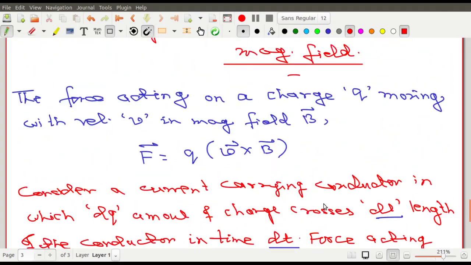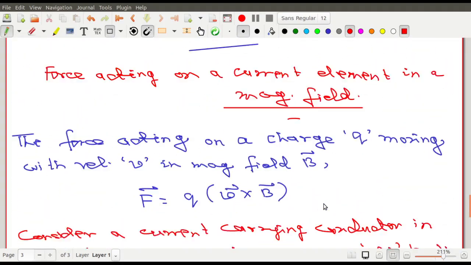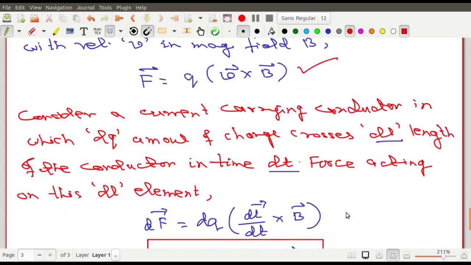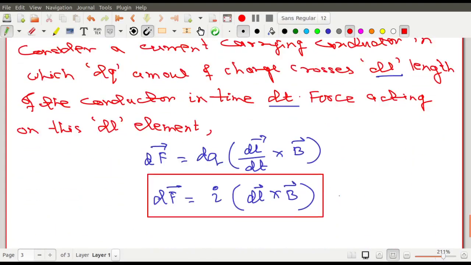So if a charge moves in a magnetic field, then it experiences a force which is given by this expression. And if instead of a charge you have a current carrying conductor, then the force acting on the conductor is I dl cross B. But provided there must be some magnetic field. So now the issue is that you have a magnetic field and you have a current carrying conductor. So that conductor will experience some amount of force.